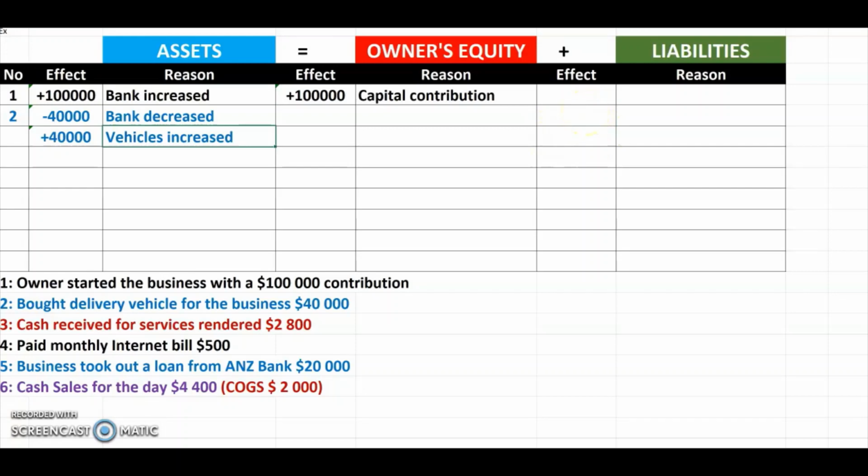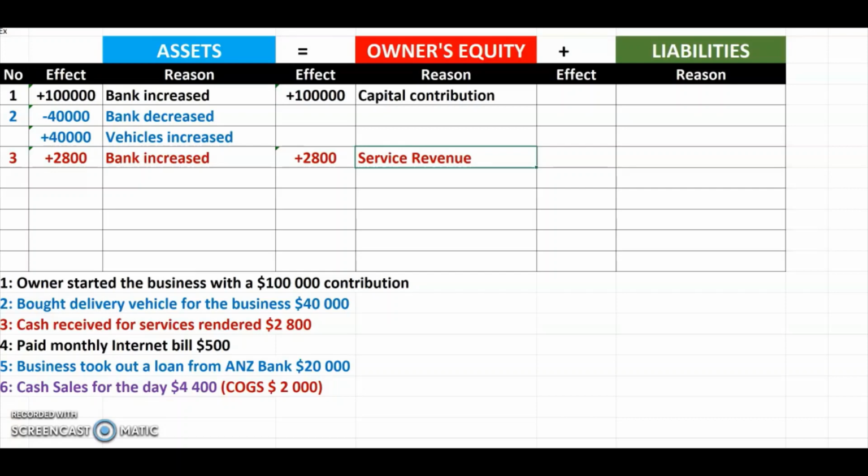Transaction 3, cash received for services rendered. So the business received cash. What happens with the money? They put it in the bank. So assets increase. My reason, cash at bank or bank increases. Now, what else does this affect? It affects owner's equity. So I go there, plus 2,800. My reason, I write service revenue.